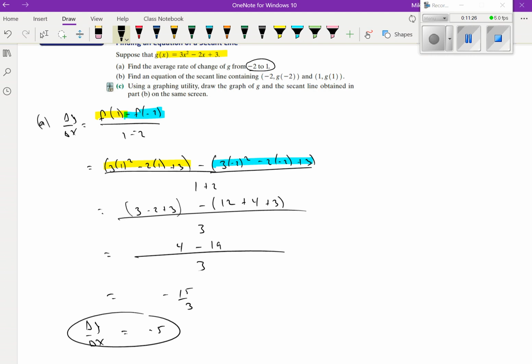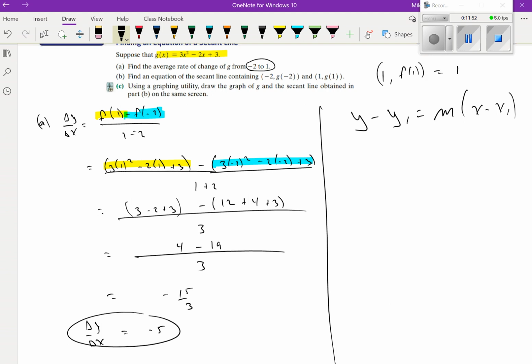Now part B, let's find an equation of the secant line that contains those 2 points. Okay, let's see. So if I want to find the equation for a secant line, one of the things I can do is y minus the y value equals slope times x minus the x value. That is point slope form. So let's choose one of these points. Let's choose 1 and f of 1. What was f of 1? F of 1 was whatever this value was here, and that worked out to be 4. So I'm at the point 1, 4.